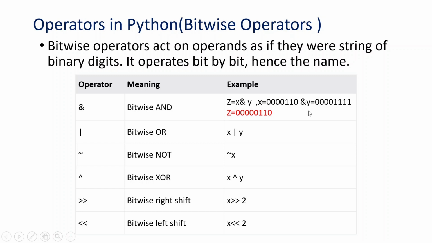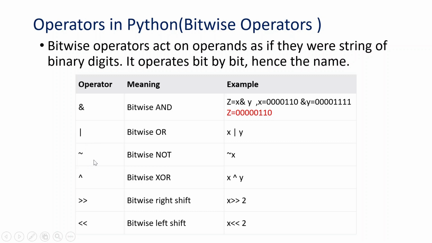So this first 0 is anded with this 1, and you get the output 0, because 0 and 1 gives 0. As per the truth table of AND, if both the conditions are true, if both are high, then the output is high. In the same way, this one is anded with this one, and you get the output 1. So x and y values undergo a bitwise AND operation and you get the output here. The same thing is for bitwise OR, and the operator is indicated by this.